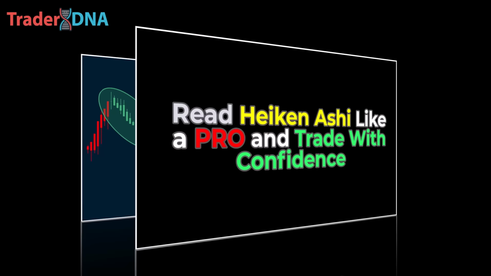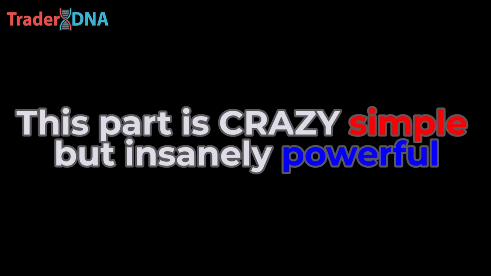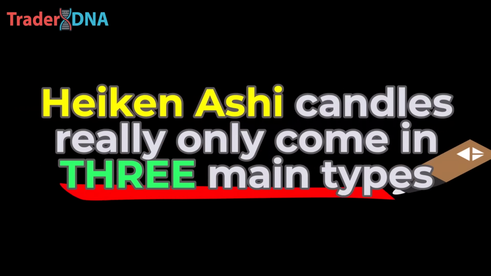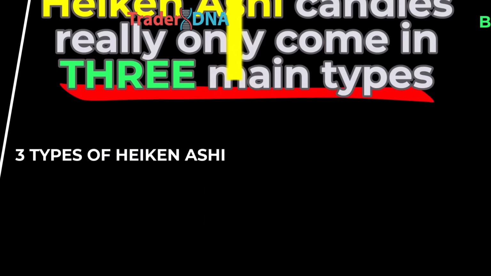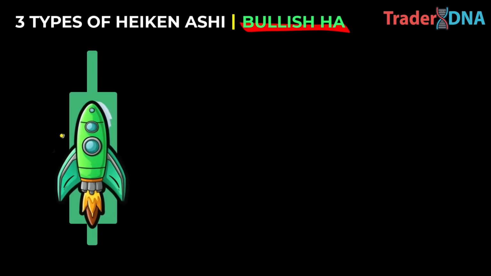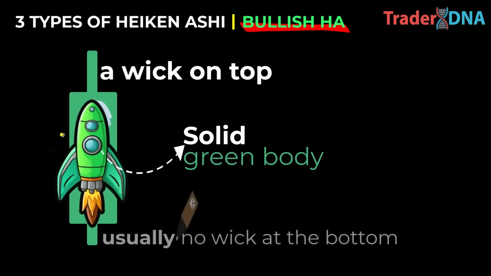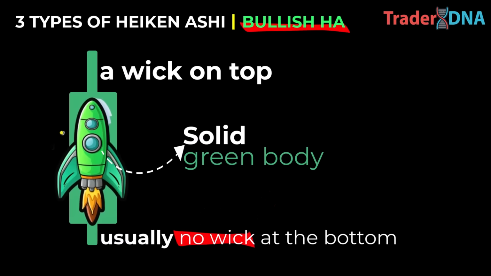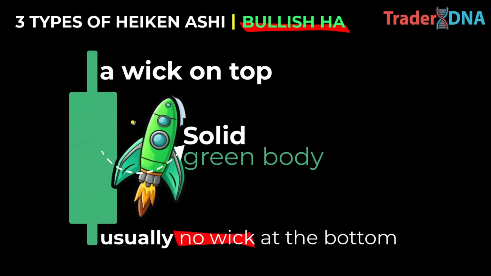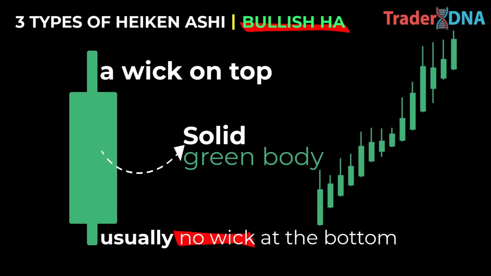Okay guys, this part is crazy simple but insanely powerful. Heiken Ashi candles really only come in 3 main types, and once you lock these in, you'll read charts like a pro. First up, the bullish candle. Think of this as your giant green rocket ship. It's got a solid green body, a wick on top, and usually no wick at the bottom, or just a tiny little one. That's the market screaming, uptrend baby. Buyers are in full control, blasting prices higher.